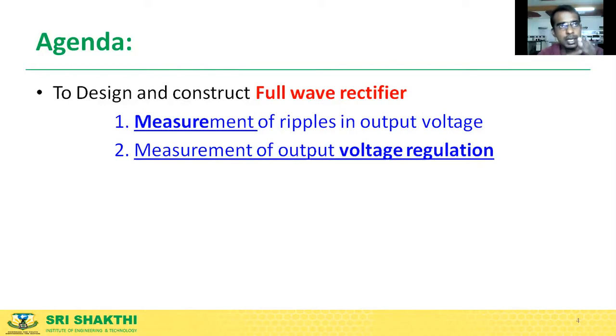The second one is that even if you vary the load, the output should not vary. That is what we call voltage regulation. We'll check how far this circuit has a regulated output. So those are the two agendas.